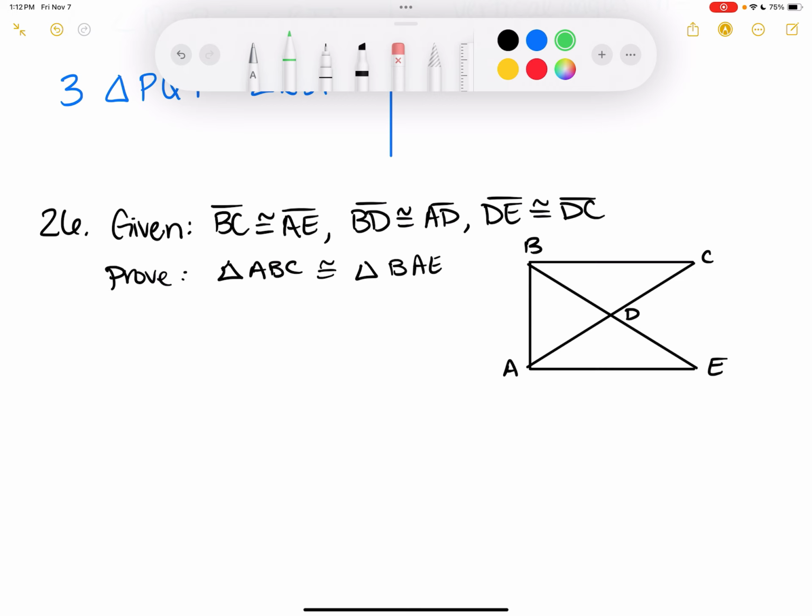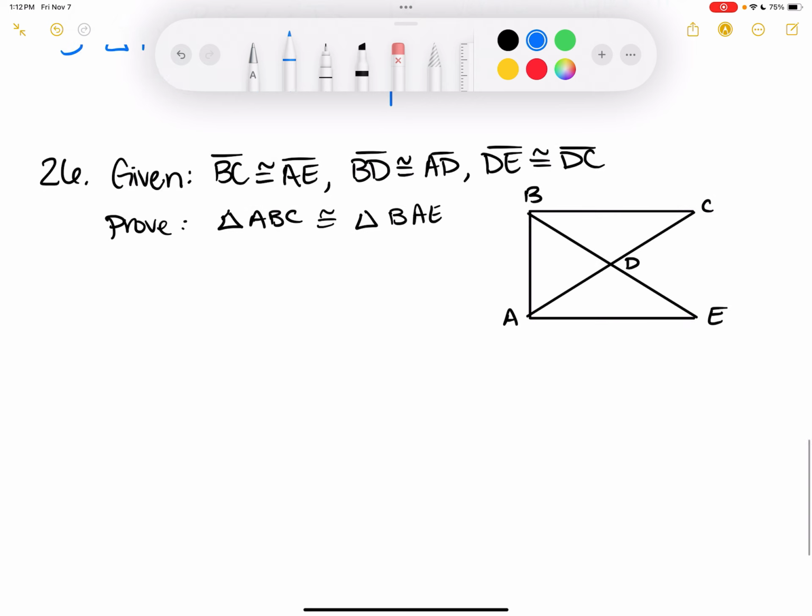So this picture doesn't show us the stuff that's congruent. So even before I start my proof, if they don't already mark the stuff up for me, I like to go and fill that in because, as you've been told many times, I'm a visual person, so I like to see it. So I know that BC is congruent to AE, so I'm going to put my markings on that. I know that BD is congruent to AD, so that's these ones. And I know that DE is congruent to DC. So I've got all of those things marked now.